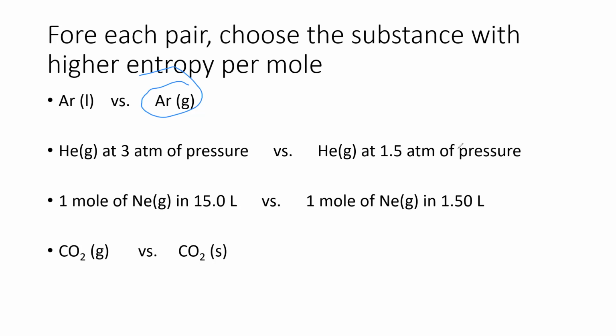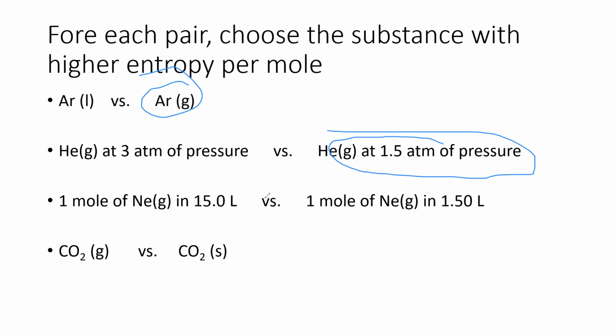And then with the second one, in this case, we've got helium, and both of these are gases, but we've got them under different pressures. So with the helium one, the one that's under lower pressure, if we think about it, is going to be able to expand further. So it's going to be a larger volume. We're going to have more randomness in that case, because with the 3 atmospheres of pressure, now that we've got those atoms a little bit more compressed, there's going to be less space for them to spread out. So there's just going to be less disorder in that case.